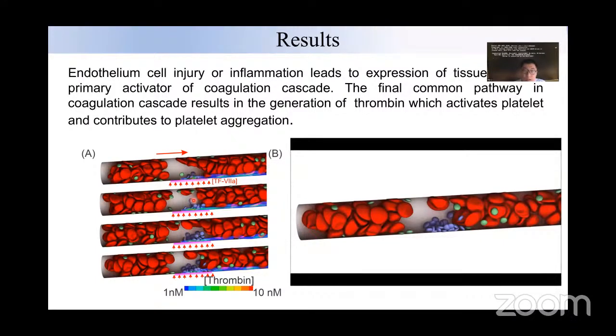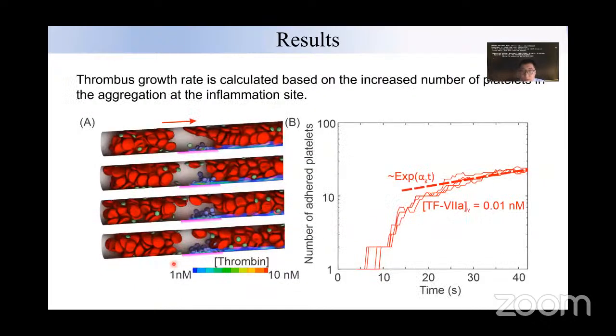After the platelets get activated, they become adhesive, so they can adhere to the injured endothelium cells. Also, they can adhere to other activated platelets to form this platelet aggregate. And we can track and measure the growth rate of this aggregate by tracking the number of the adhered platelets. Then we fit the growth curve with an exponential function to extract the growth rate of the platelet aggregate.